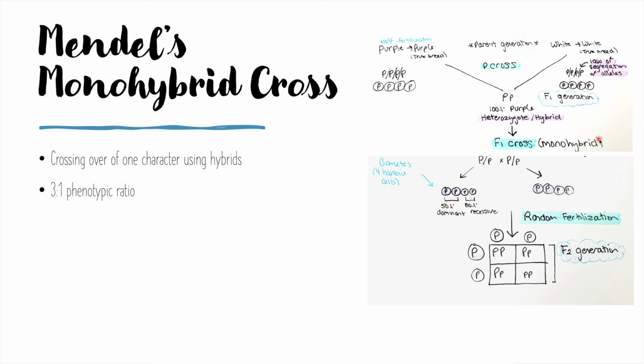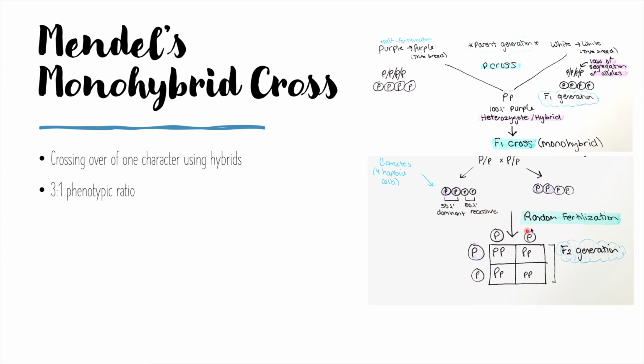Then he crossed two hybrids. This is the F1 cross, which is a monohybrid cross because he is crossing over one characteristic using hybrids. The alleles segregate into gametes by the law of segregation of alleles. 50% of the gametes will carry the dominant allele, and 50% will carry the recessive allele.